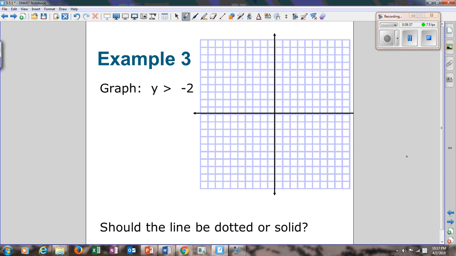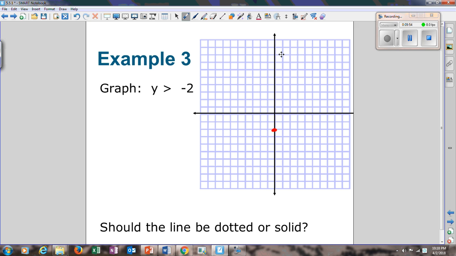Example 3. Y is greater than negative 2. Do we have an x in this question at all? No. So we go down to negative 2. We make a dot.